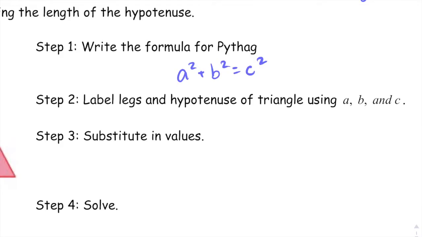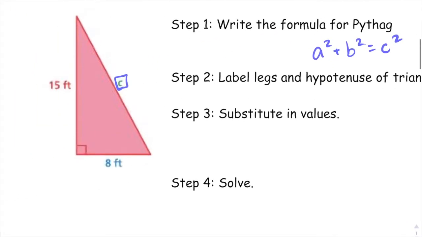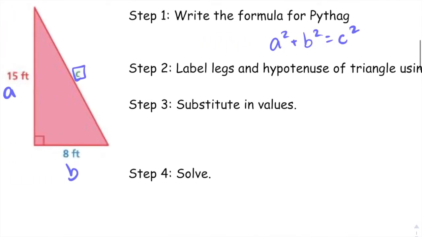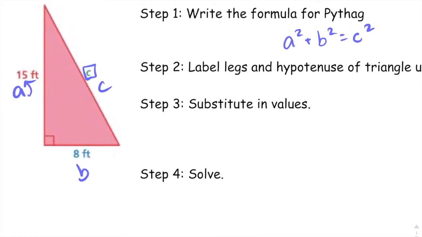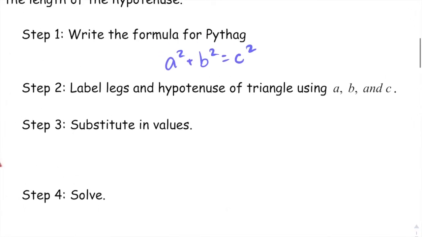Step number 2 is label your legs and hypotenuse of the triangle using a, b, and c. So this is nice. C is already labeled for us. This could be A, this could be B, it doesn't matter. You could have 15 be B, you could have 15 be A. Order doesn't matter because of the commutative property of addition. So that's all step 2 is, and I just write that as C. Step 3 is substitute in the values. So A is 15, right? I'm going to take this formula and, instead of A, I'm going to write 15.